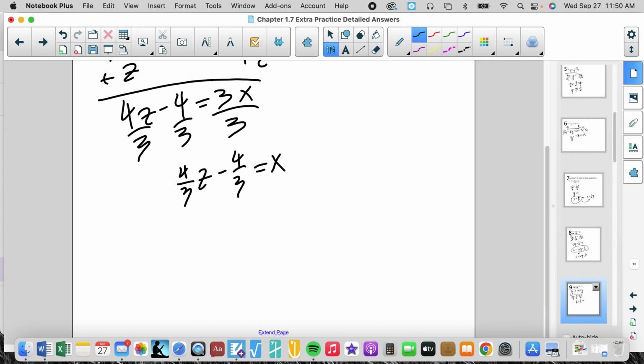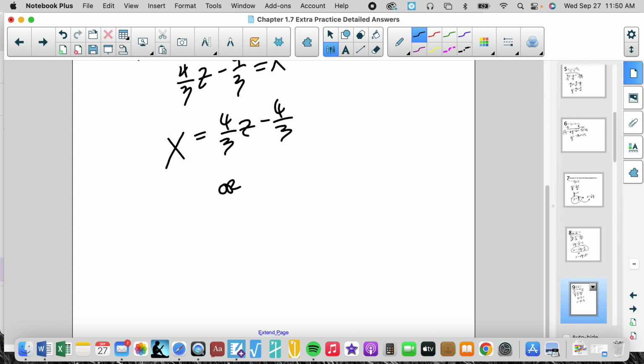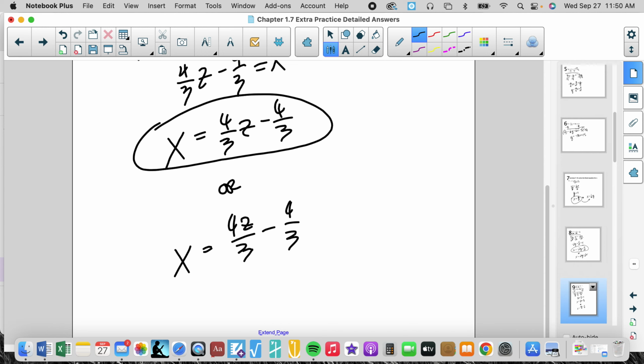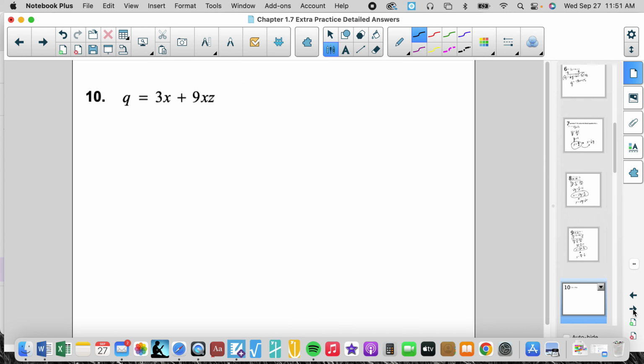And I am going to write my solution first. Remember, variables come before constants. The other answer could be 4z over 3 minus 4/3. I'd probably give that. Both are correct. I don't mind either. That's good. Ooh, this is such a good one.